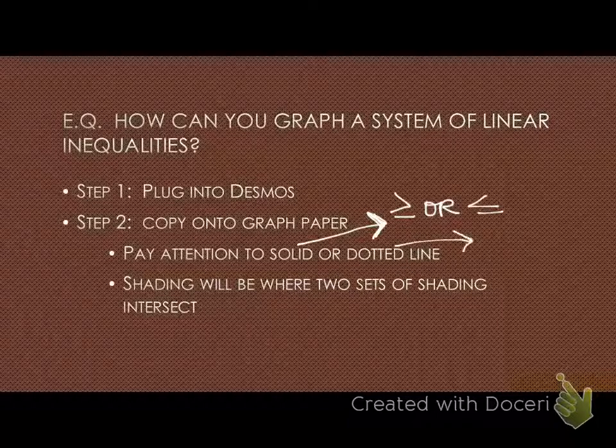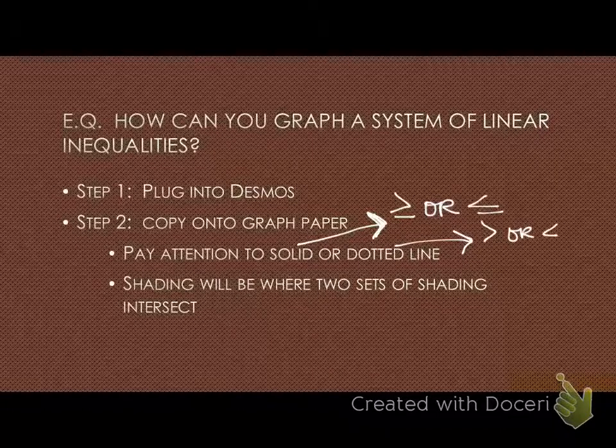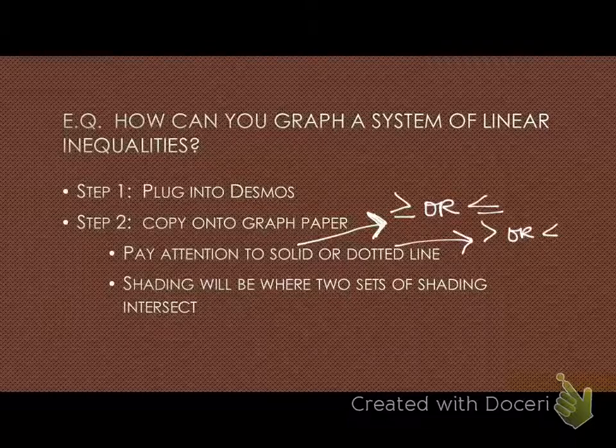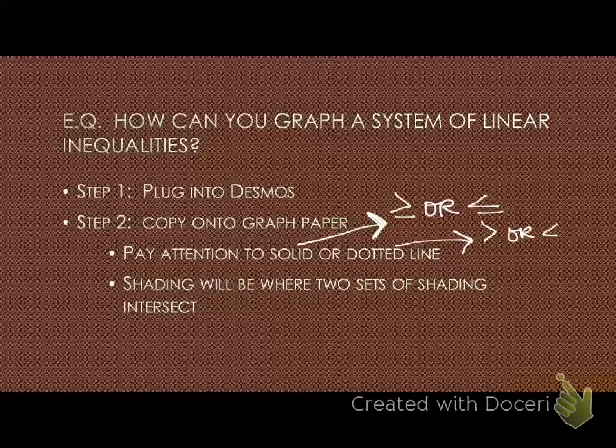Which means, Blake, when will my line be dotted? Good. If it's just greater than or just less than, that's when our line is going to be dotted, dashed, however you want to say it. Okay? But again, you got to pay attention. If the inequality is just greater than or less than, your line should be dotted.